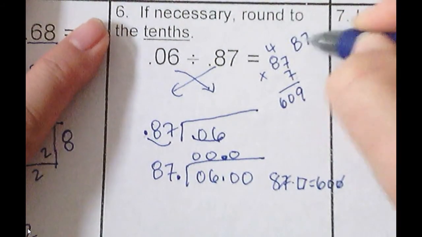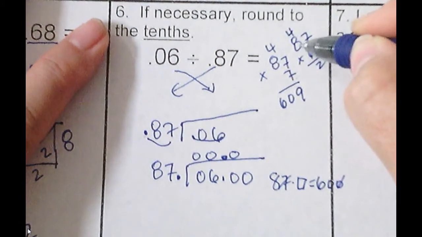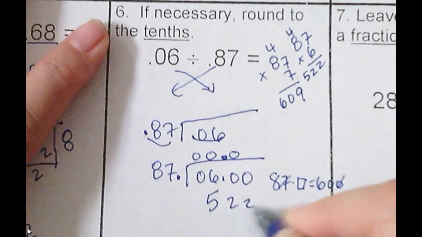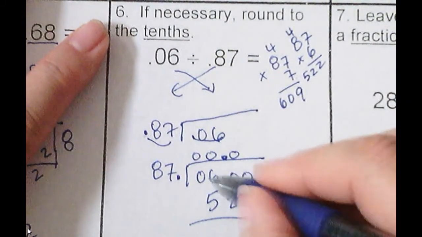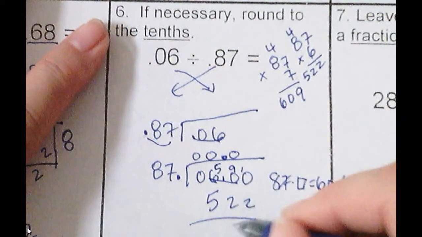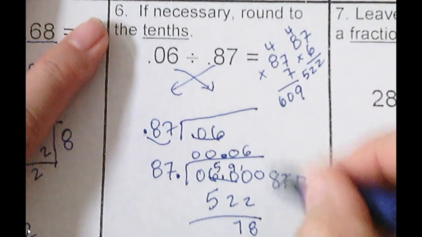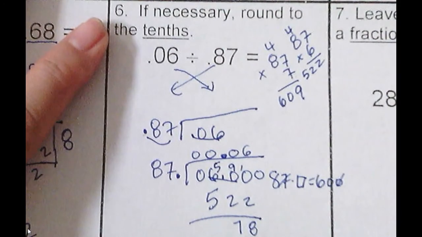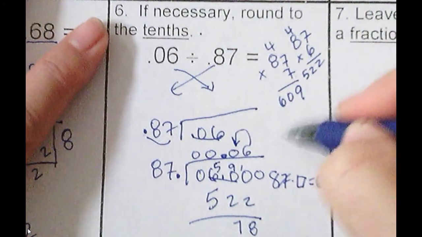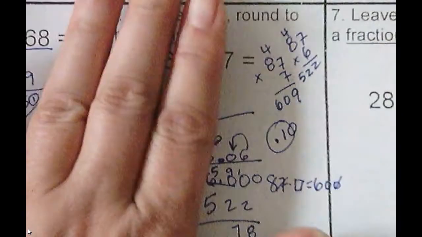So 87 times 6. 6 times 7 is 42. 6 times 8 is 48, 49, 50, 51, 52. And that would work. 5, 2, 2. You're going to subtract. So that's going to be 60 minus 1 is 59. There's your 10, 8, 7, and 5 minus 5 is 0. And that was a 6. I'm going to put one more 0 in here. Well, actually I don't if you read the directions. It says the tenths. So would this 6 make this a, yes, you're right, a 1. So 0.1 is your answer. Or 10 cents. Same thing. Question 7.